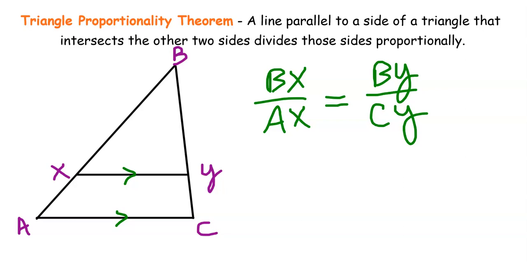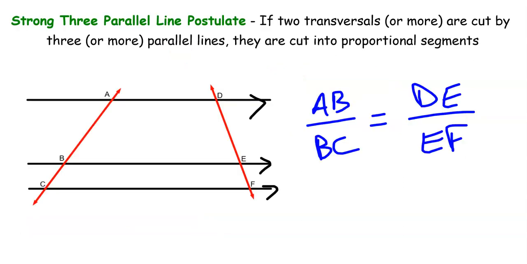We're going to extend this idea into the strong three parallel line postulate, which says that if two or more transversals are cut by three or more parallel lines, then they are cut into proportional segments. So for transversals ABC and DEF, we know that AB over BC is equal to DE over EF. Go ahead, pause the video, write down the statement of the strong three parallel line postulate, as well as the diagram and the ratio that we're going to look to prove. Come back when you are ready to see the proof and then see an example of how this works.